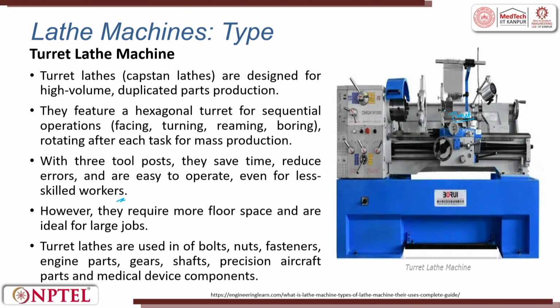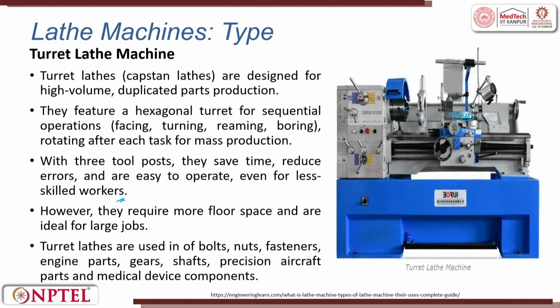Now, when there are 3 tools in the tool post, the positioning accuracy of the tool is increased, because otherwise you remove the workpiece, load it into another machine, do an operation, load it to another machine, do an operation. Now all the operations are done in a single shot, so positioning accuracy improves. However, they require more floor space and are ideal for large jobs. Turret lathes are used for making bolts, nuts, fasteners, engine parts, gears, shafts and other precision aircraft parts.